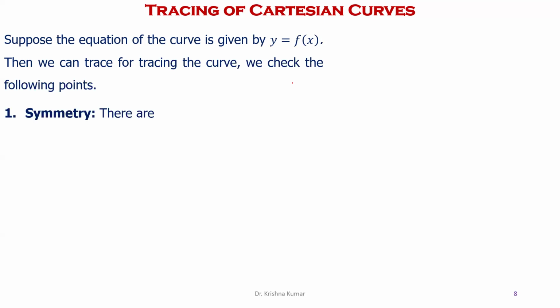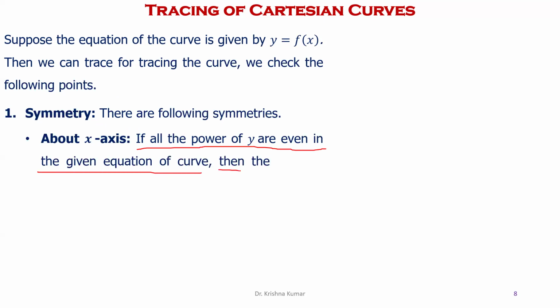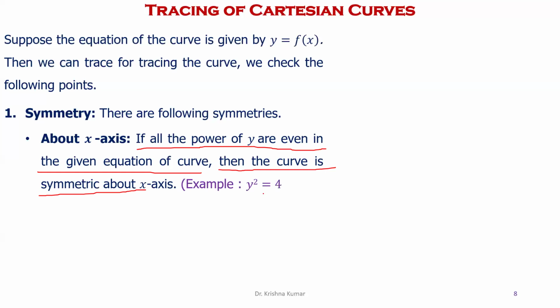The first point is symmetry. There are the following symmetries. The first one is about x-axis. If all the powers of y are even in the given equation of the curve, then the curve is symmetric about x-axis. Let us take the example y square is equal to 4ax. This is a parabola.